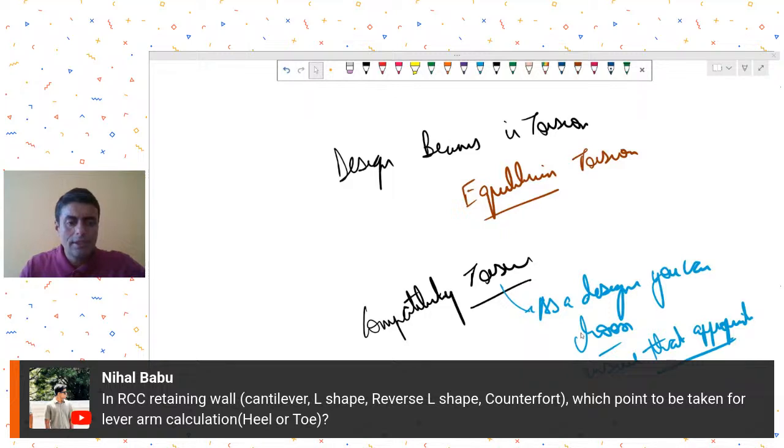Mr. Nihal Babu is saying, in an RCC retaining wall, which point is to be taken for lever arm calculation, heel or toe? What is reverse L shape? I don't know.